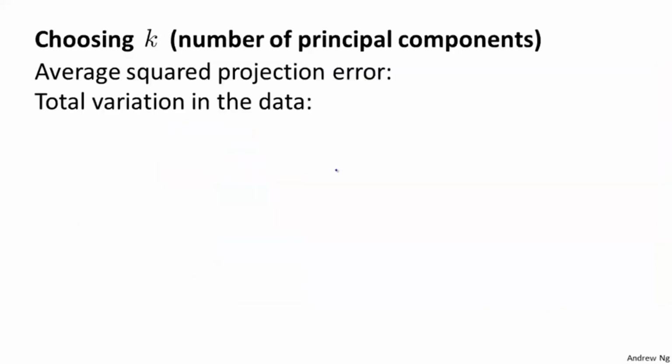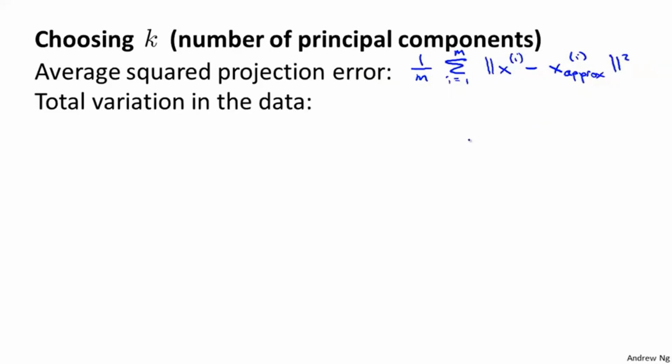In order to choose k, that is, to choose the number of principal components, here are a couple useful concepts. What PCA tries to do is minimize the average square projection error. So it tries to minimize this quantity, which I'm writing down, which is the difference between the original data x and the projected version x approx i, which was defined in the last video. So it tries to minimize the square distance between x and its projection onto that lower dimensional surface. So that's the average square projection error.